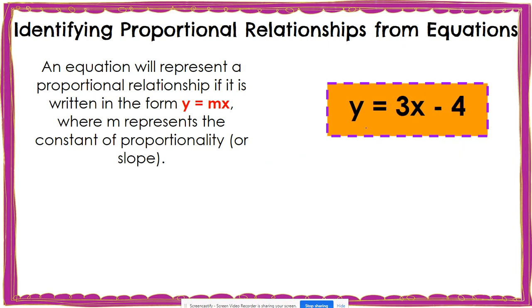In this equation, I see y equals 3x minus 4. So for this, I can see that 3 is being multiplied by x, so that would be my slope of my line. But this minus 4 right here means that I am not actually going to be passing through the origin if I put this on a graph. Because of that, this is not a proportional relationship.